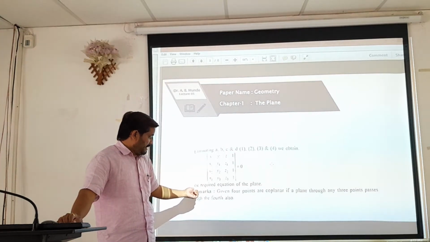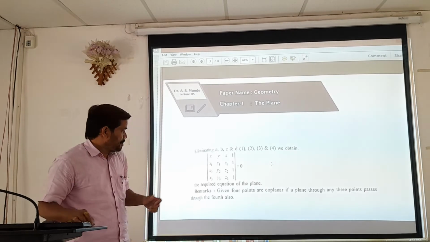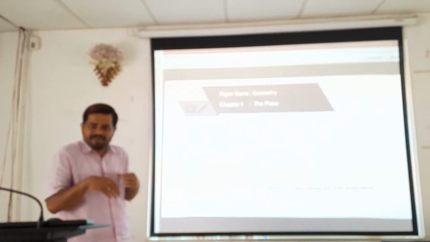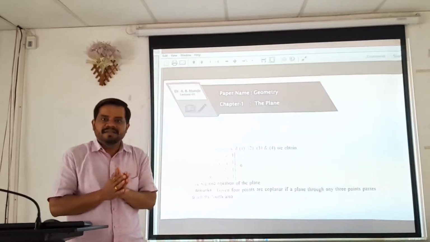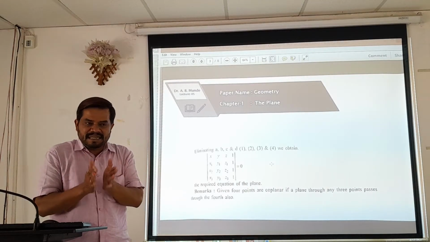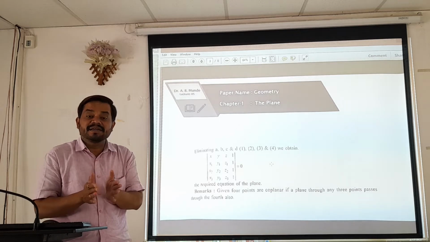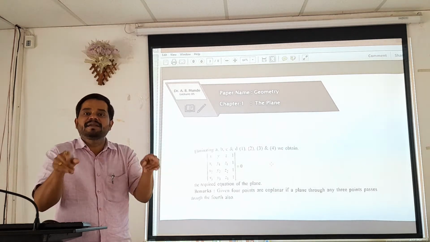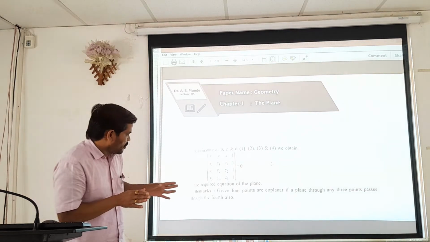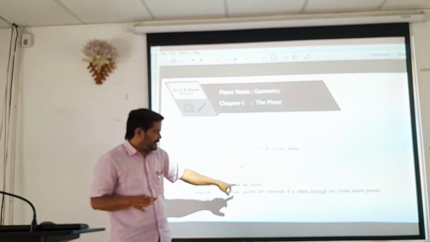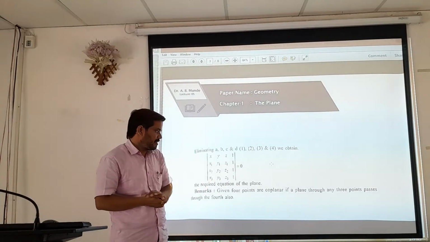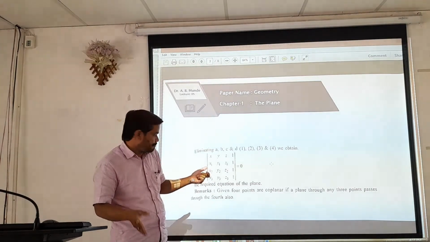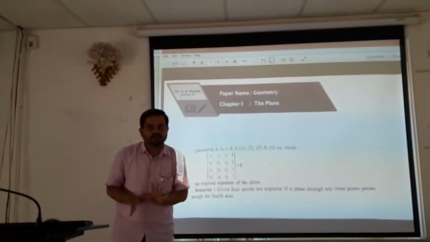Now let us look at one remark. Given 4 points are coplanar. So what is meant by coplanar? Coplanar means all these points are placed in a plane, the positions of these points are in one plane, and that's why we can call these 4 points coplanar. If a plane through any 3 points passes through the fourth also.